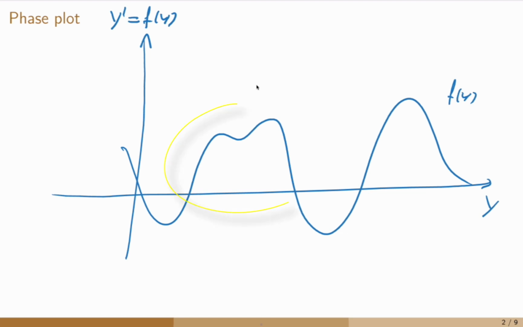So let's look at this region first. Here f is clearly positive. This means the solution would increase, y of t would increase. But where is y in this picture? Well, y in this picture is on the y-axis. So whenever f is positive, y is increasing, and I indicate this by arrows going to the right. Let's look at the next bit. Here f is negative. So then y is decreasing, and I add arrows pointing to the left. And so on. In the next bit, f is positive, y is increasing. Here on the left, f is negative, y is decreasing, and here it's increasing again.